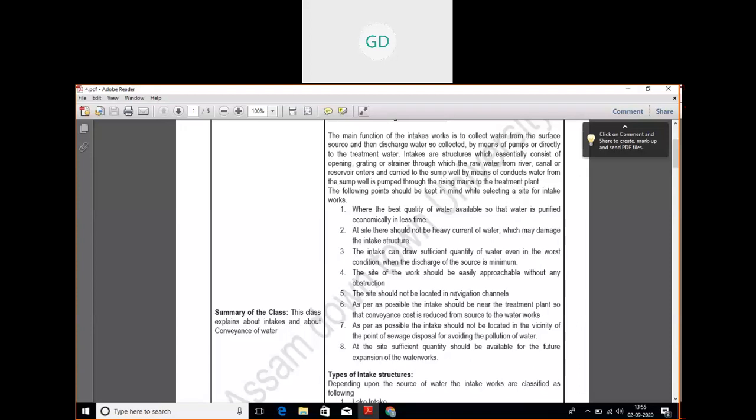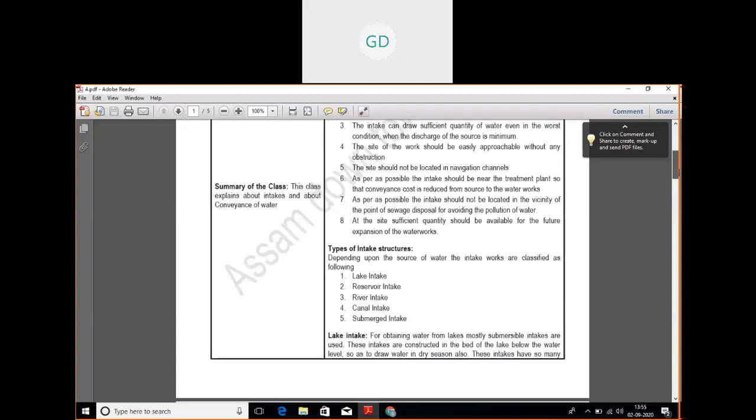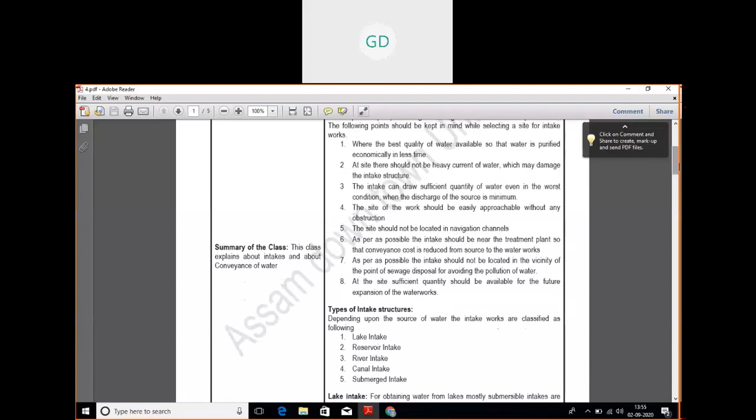Okay, so types of intakes. Yes, there are some types of intakes. I think for this semester, there is no need to go into detail about the intake types. You just need to remember the names. Can you just write it down? I will just tell the names. Types of intakes, you write the heading.